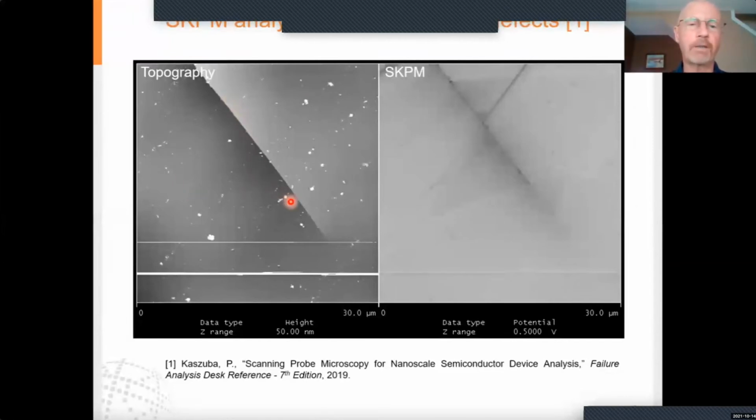And you can see what I've actually done is I've caused a fracture in the topography image here. But when we look at the Kelvin image, we see a whole array of different lines, very straight lines going in various directions. And I believe what we're seeing there is the image of the stress that I've created in the silicon, which has caused minor disruptions in the lattice, which show up as a work function difference in our Kelvin image. So another potential application for scanning Kelvin probe microscopy is to image the results of stress in silicon.